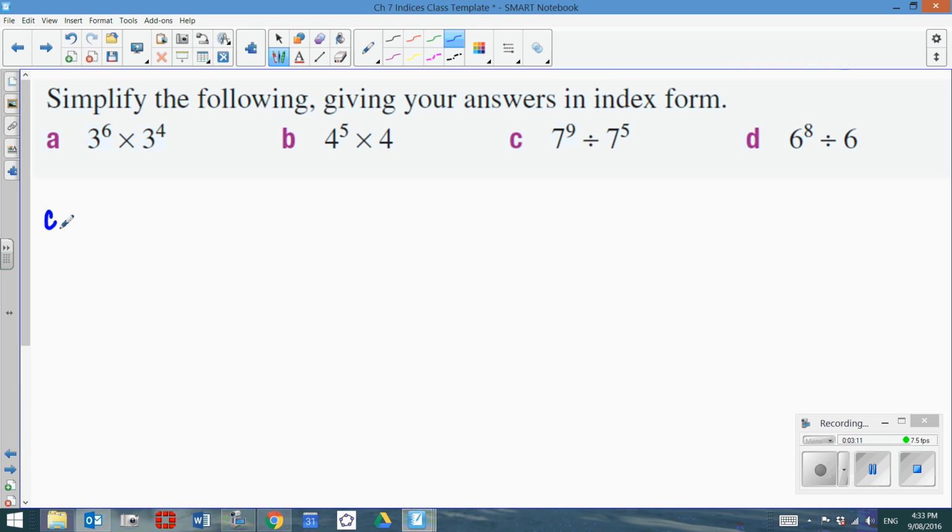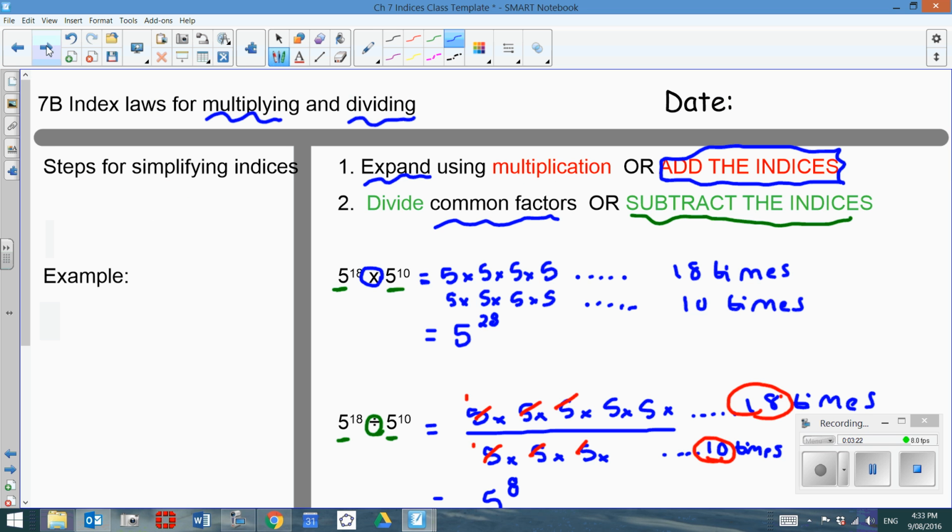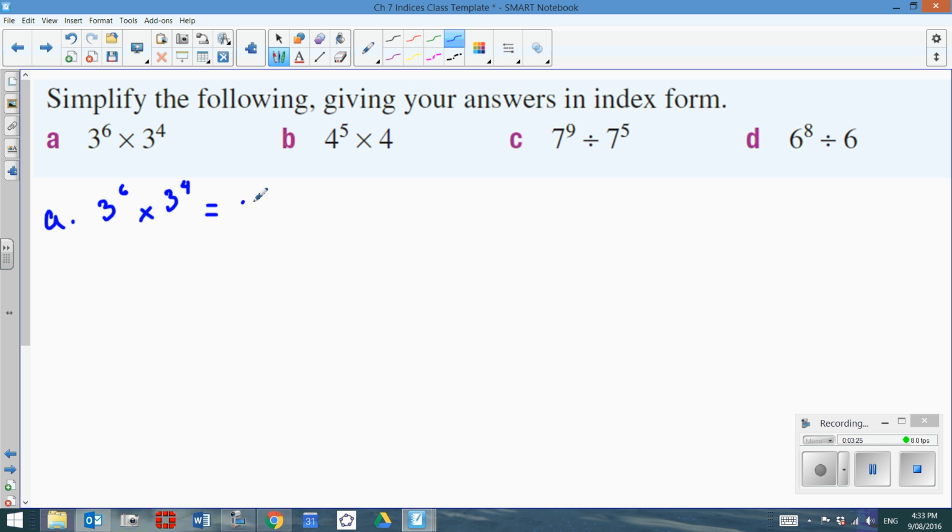So let's put these two rules to our test here. 3 to the 6th power multiplied by 3 to the 4th power. We said that our rule was when we multiply, we add our indices. So 3 is going to be raised to the 6th plus 4, so I'm going to get 3 to the 10th. When I have 4 to the 5th times 4, and there's no number here, there's always a 1. So I have 4. 5 plus 1 gives me 6 4s: 4 times 4 times 4 times 4 times 4 times 4.